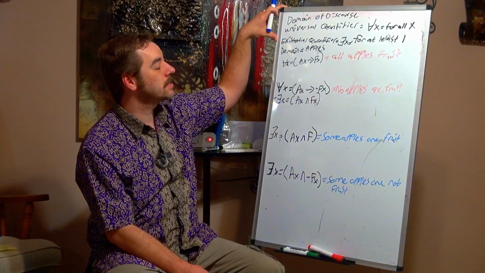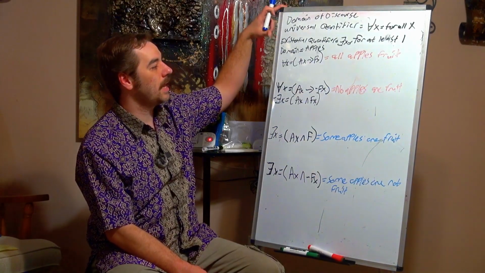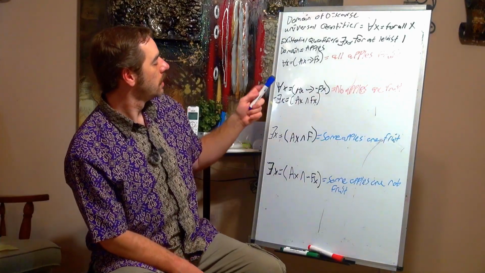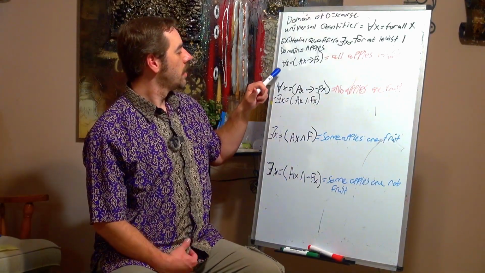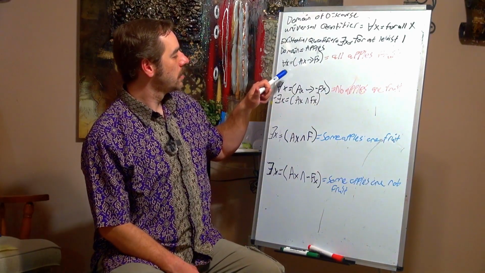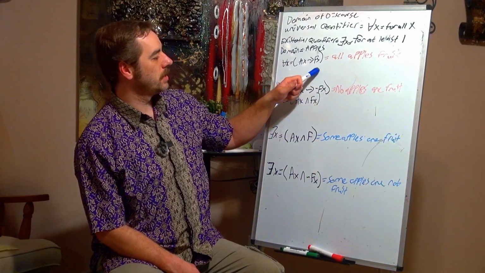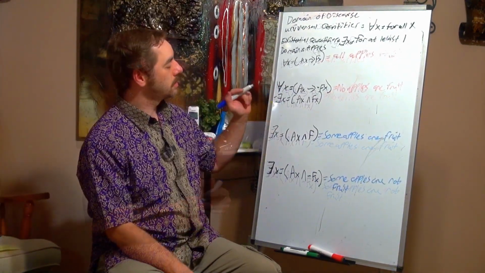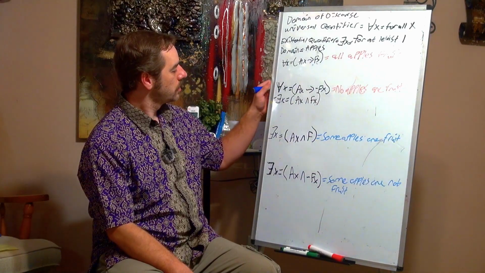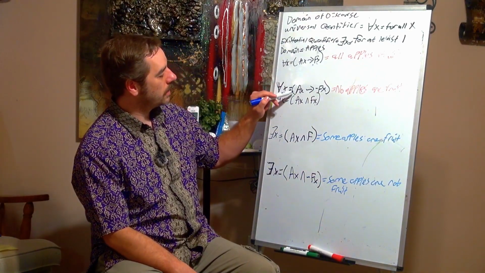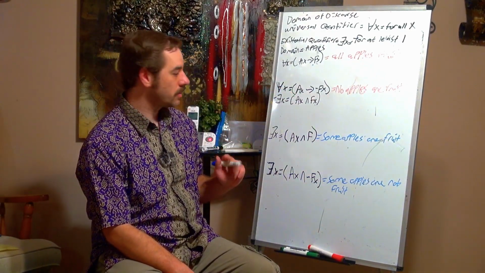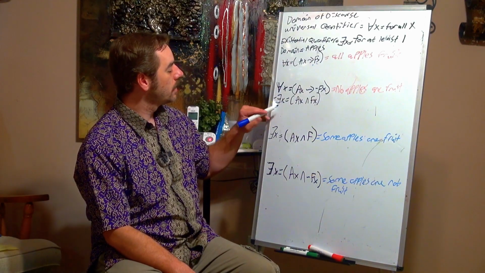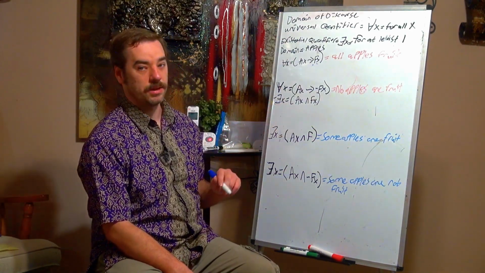So let's break this out with apples. With our domain of discourse being apples, we've got it such that for all apples, if you're an apple, then you're a fruit. Therefore, all apples are fruits. Let's say no apples are fruits. For all apples, if you're an apple, then you're not a fruit. Or there doesn't exist even one thing that's an apple and a fruit.